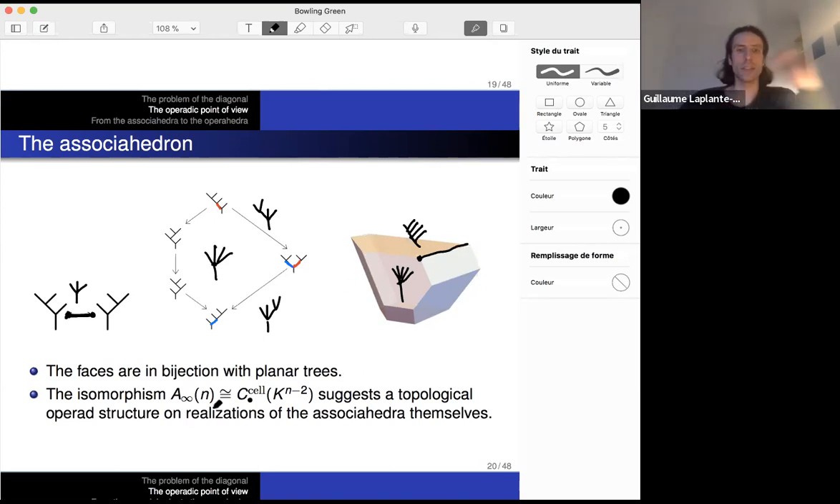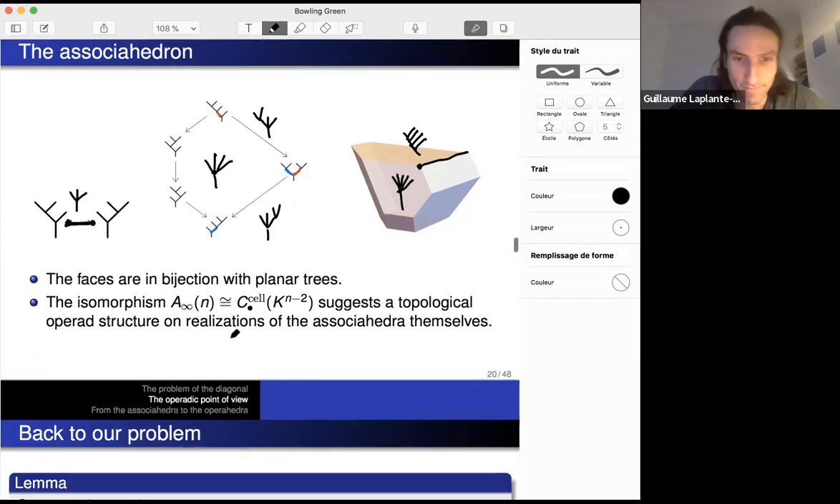So this is a DG operad. We're on the level of chain complexes, and you could wonder whether this operad structure comes from something at a topological level. Does it come from a topological operad structure? It turns out that endowing the associahedra with a topological operad structure is really a non-trivial task.